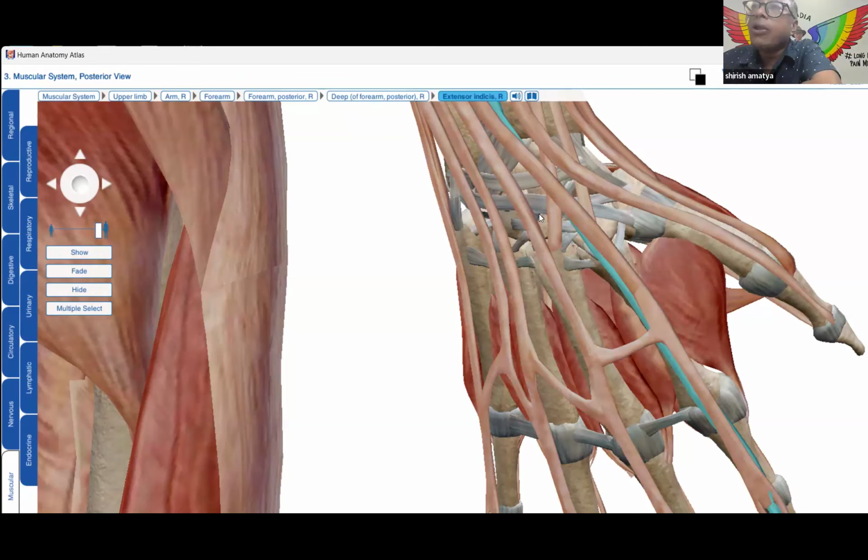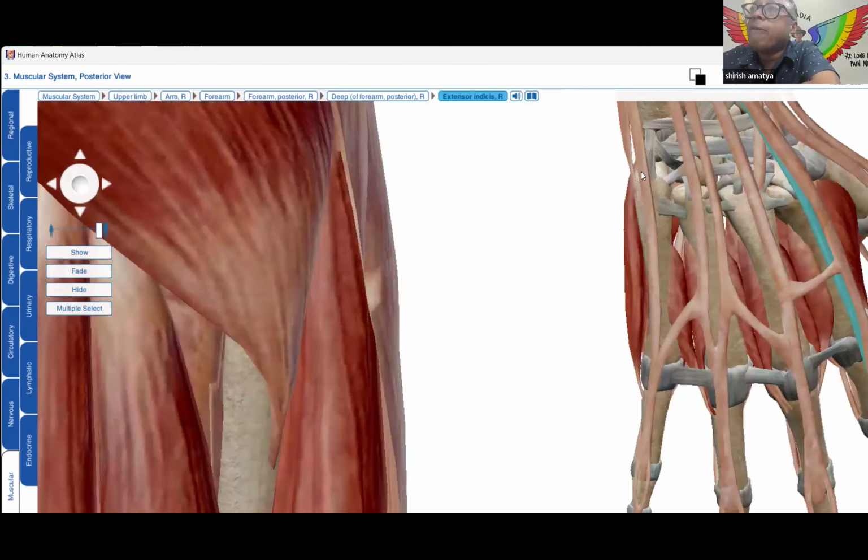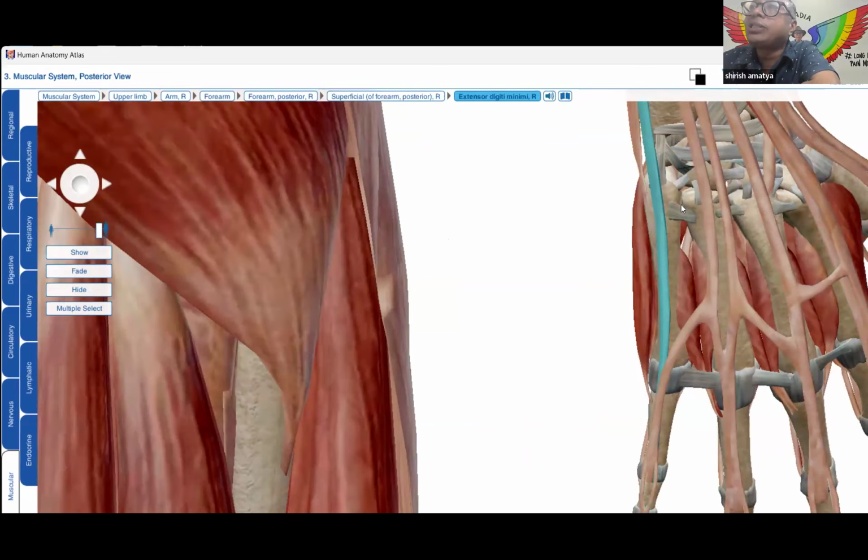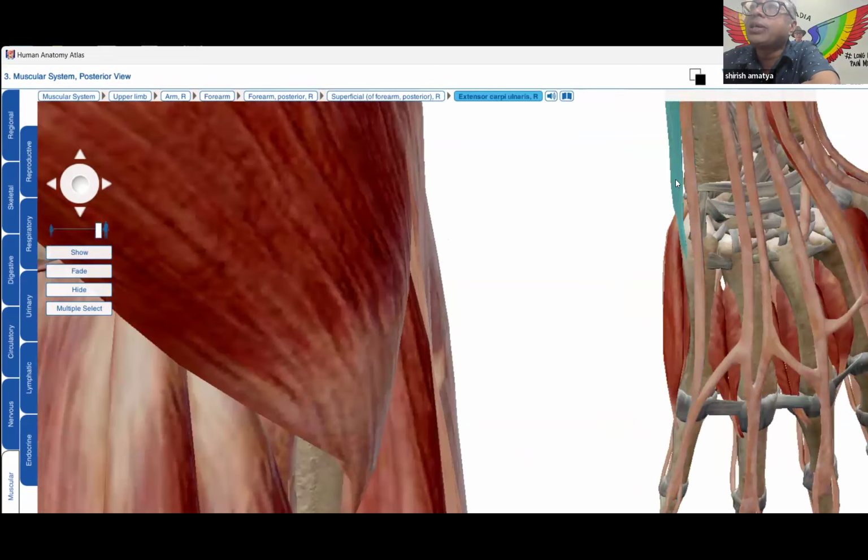And the fifth compartment is extensor digiti minimi, as the name suggests. As you can see, this is going towards the little or pinky finger. And finally the sixth compartment is extensor carpi ulnaris.